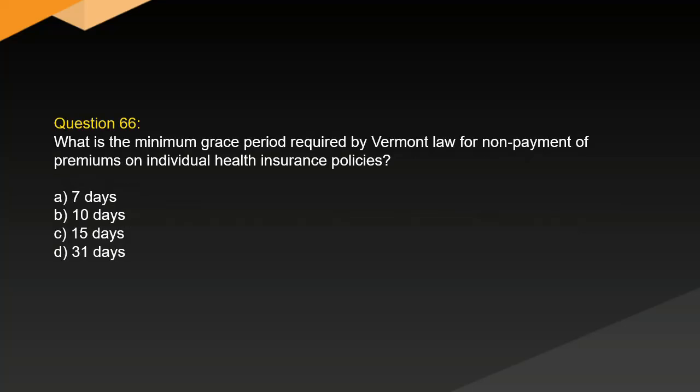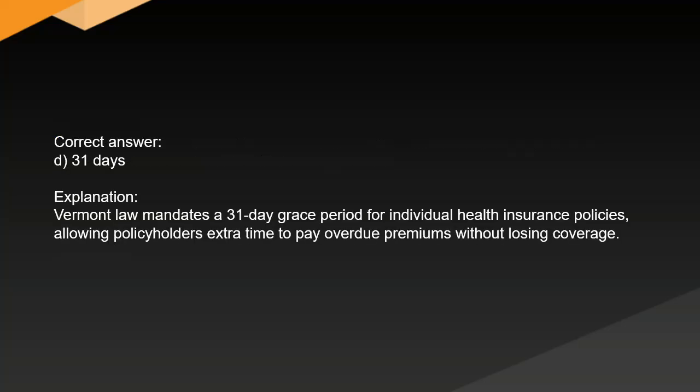Question 66. What is the minimum grace period required by Vermont law for non-payment of premiums on individual health insurance policies? A. 7 days. B. 10 days. C. 15 days. D. 31 days. Correct answer: D. 31 days.